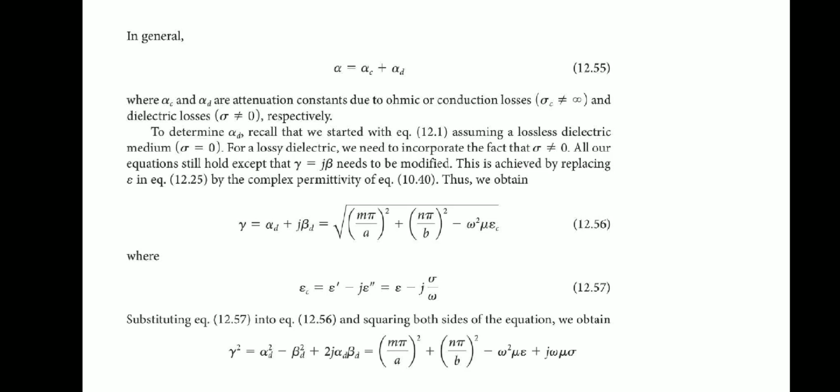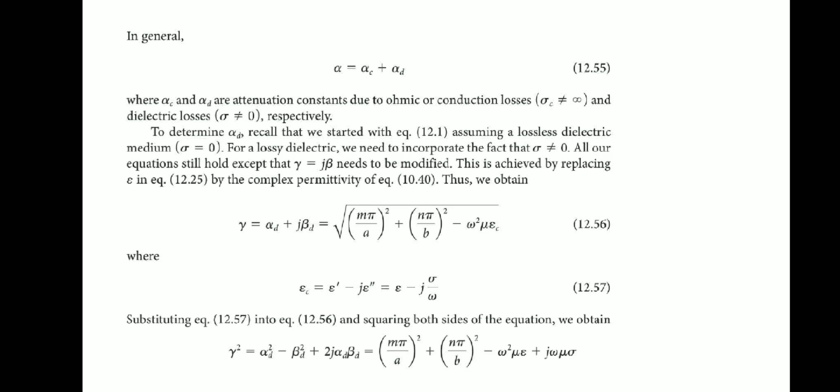So we can say that alpha c and alpha d are attenuation constants due to ohmic or conduction losses and dielectric losses respectively. The attenuation in conducting walls is due to imperfect conduction, that is, the conductivity is not equal to infinity, and the dielectric losses are due to imperfect dielectric, that means conductivity not equal to 0. So that's the reason. First we can find what alpha d is.